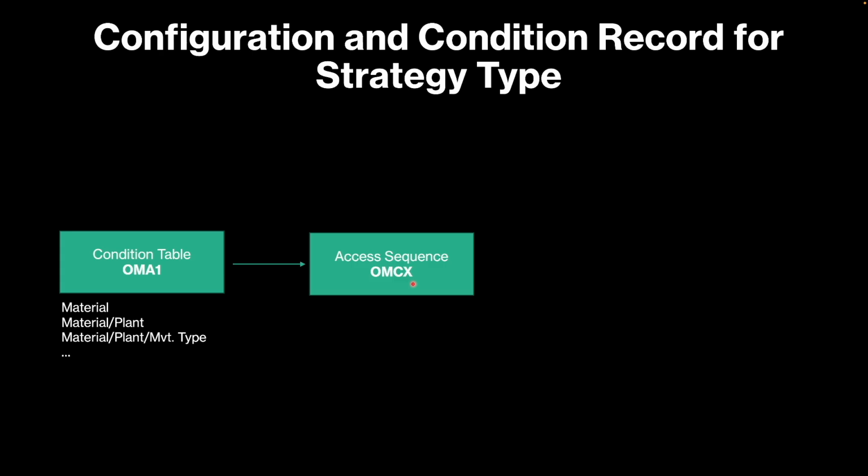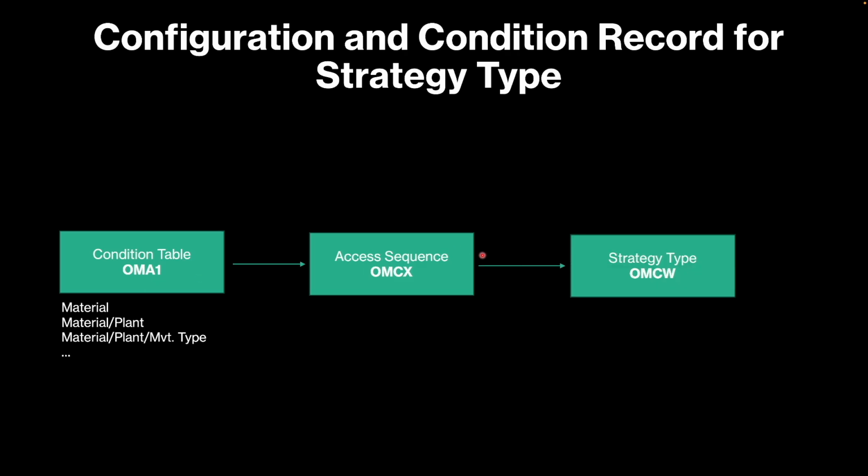This access sequence will contain a hierarchy of these condition tables. So the system will start searching and then go down until a condition record is found. So this access sequence will tell in which sequence these tables are to be read. Okay, and this access sequence you will maintain in your strategy type.